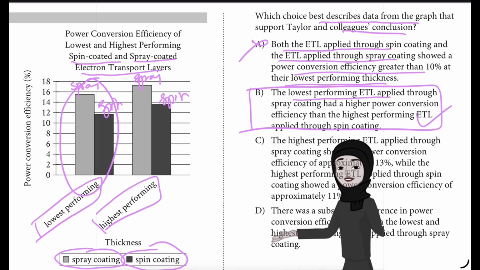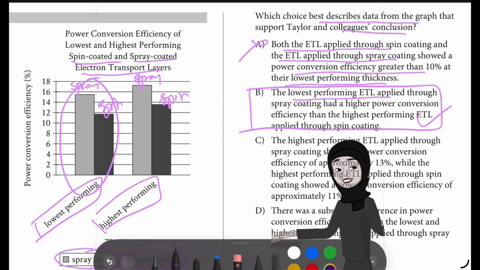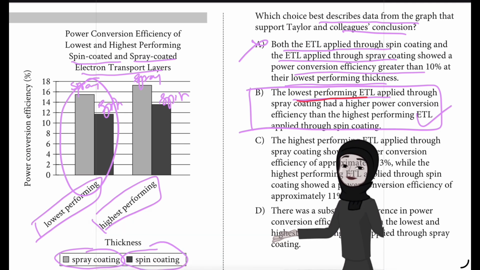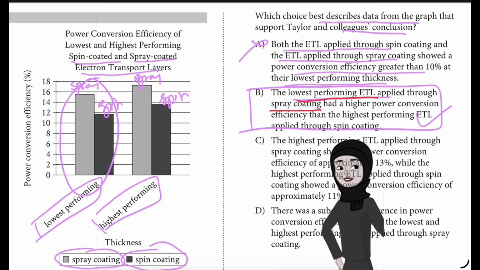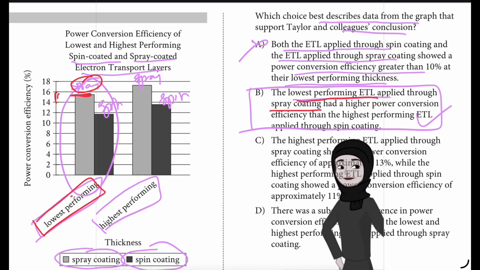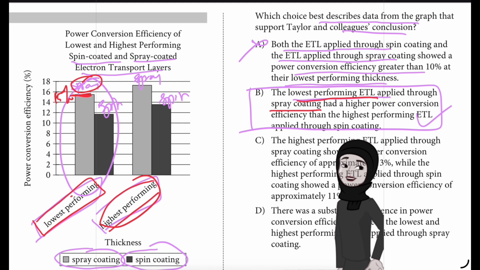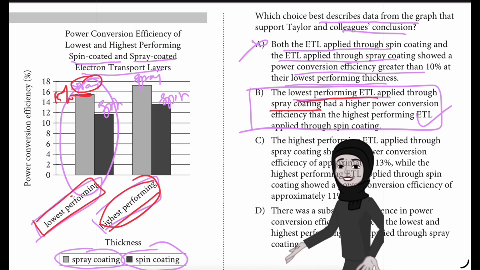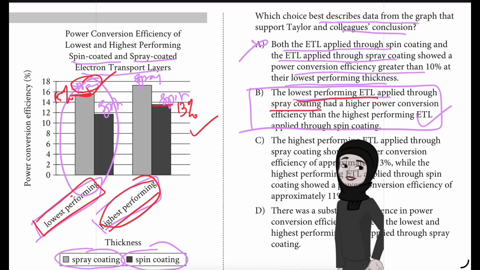Over here you can see the lowest performing ETL applied through spray coating. Why do we choose this? Because even though this is a low performing ETL, the lowest performing ETL applied through spray has a higher power conversion efficiency, almost 15%. At the same time, the highest performing by spin coating is able to reach only a bit more than 12, let's say 13%. So the lowest performing by spray coating is higher than the highest performing by spin coating.